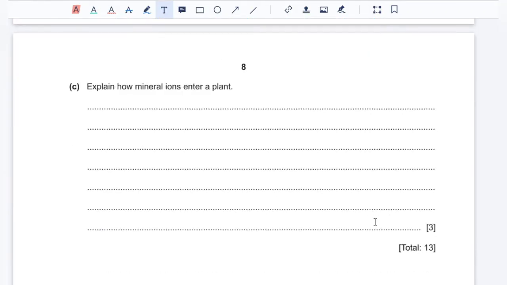C. Explain how mineral ions enter a plant. So remember that mineral ions are obviously dissolved in solution, and so they'll be absorbed from the soil by the roots. The roots are going to absorb these mineral ions by active transport using energy, as the mineral ions will move against their concentration gradient. So they are present in a large quantity in the soil and in a smaller quantity in the roots.